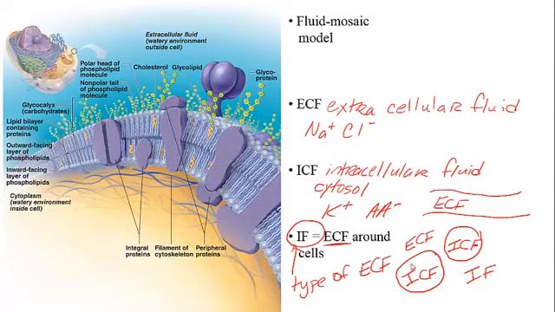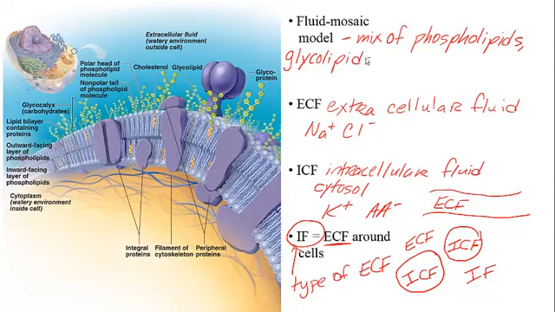So when we look at our plasma membrane, first of all, it's described as a fluid mosaic model. The fluid mosaic model really means that it is a mix of several different types of compounds. It's a mix of phospholipids. The phospholipids make up a very large part of this membrane. It's also going to be a mix of glycolipids, cholesterol, as well as some other proteins that are scattered within it.